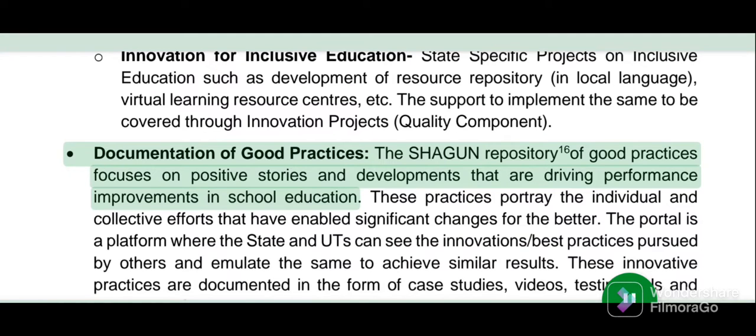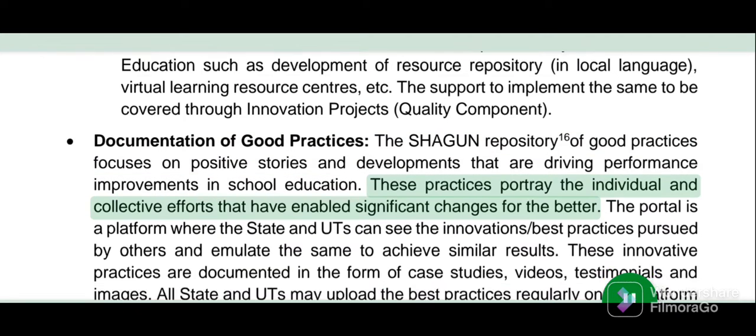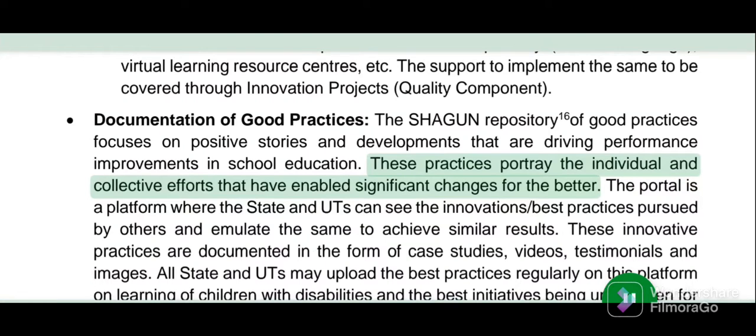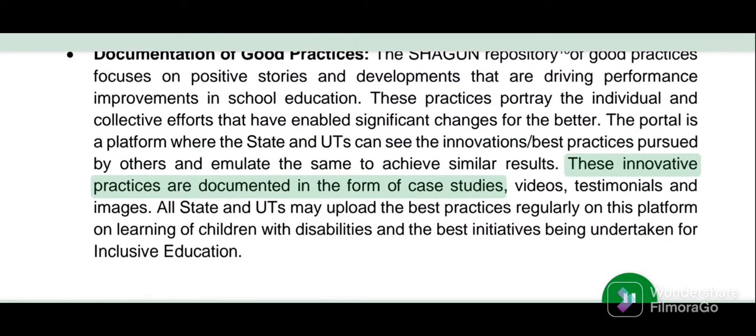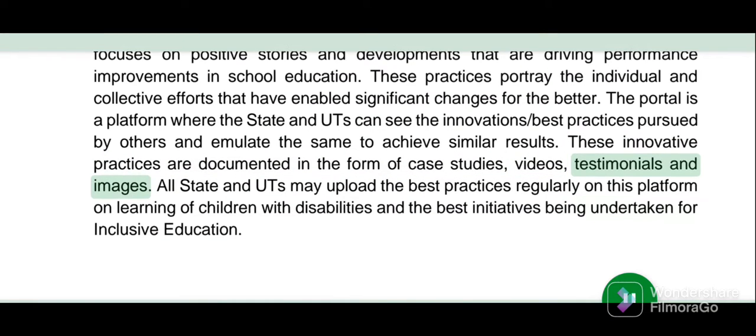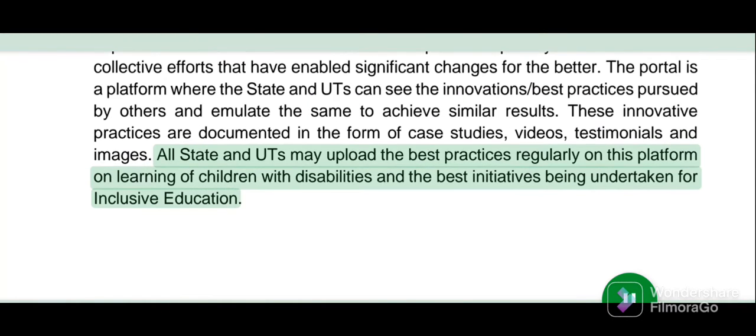Documentation of good practices. The Shagun Repository of good practices focuses on positive stories and developments that are driving performance improvements in school education. These practices portray the individual and collective efforts that have enabled significant changes for the better. The portal is a platform where the state and UTs can see the innovations and best practices pursued by others and emulate the same to achieve similar results. These innovative practices are documented in the form of case studies, videos, testimonials and images. All state and UTs may upload the best practices regularly on this platform on learning of children with disabilities and the best initiatives being undertaken for inclusive education.